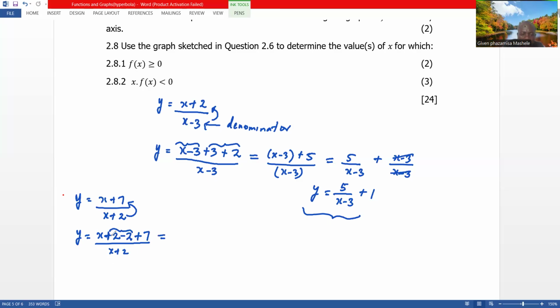But now I'm going to group the x plus 2. Then minus 2 plus 7 gives me 5 divided by x plus 2. So from here, I can divide and say 5 divided by x plus 2 with x plus 2 divided by x plus 2. So this will give me 5 divided by x plus 2 plus 1. But there are many ways to skin a cat.